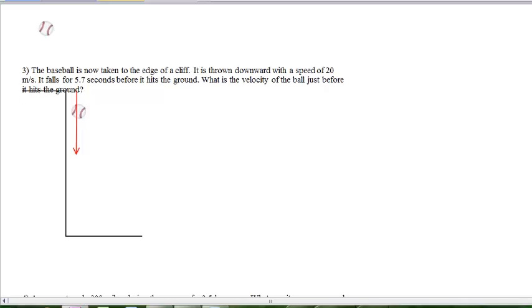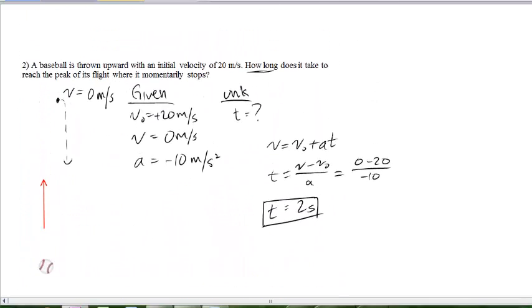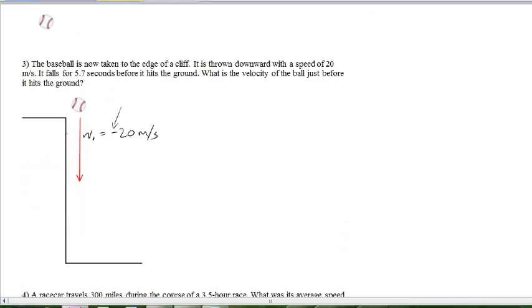Slightly different scenario. Oops, looks like things got moved around on me here. Slightly different scenario. So the baseball is now taken to the edge of a cliff and is thrown downward instead with this speed of 20 meters per second. So now my initial velocity is minus 20 meters per second, and that minus sign is critical. If you put it in as positive, you're saying it's this situation up here. But that's not what we have. We have it thrown downward.